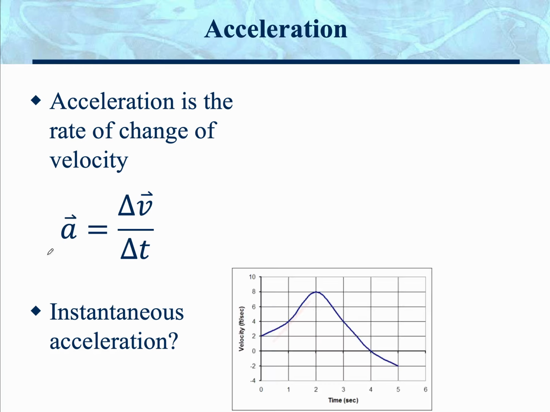And if you have a graph then of velocity versus time, you can go ahead and find the slope of that graph at one point by drawing a tangent line.